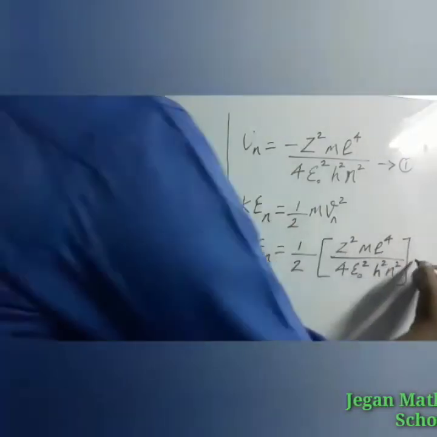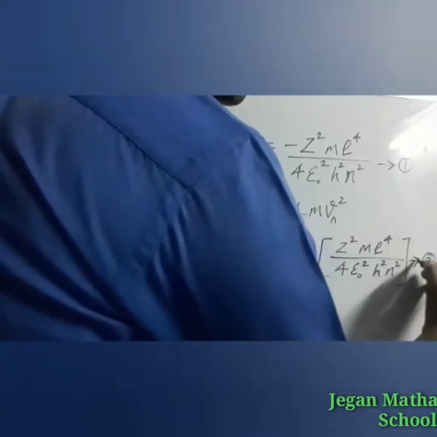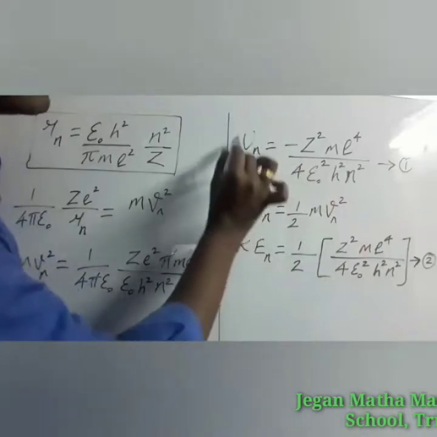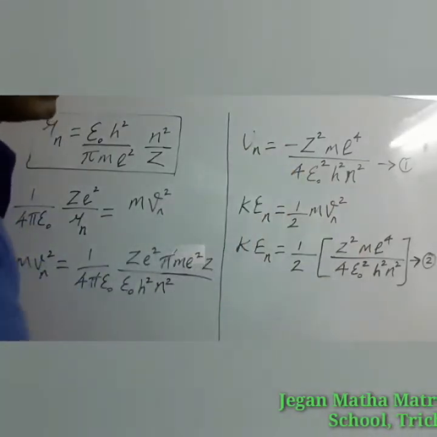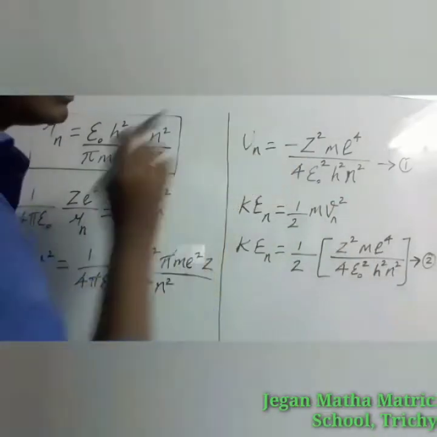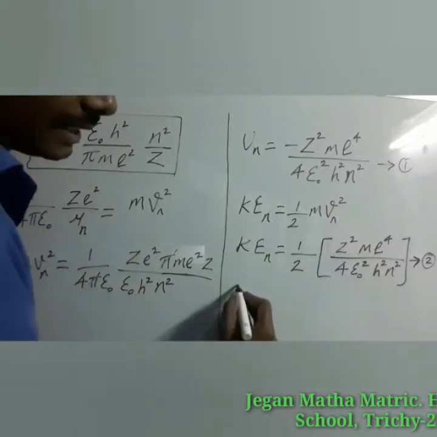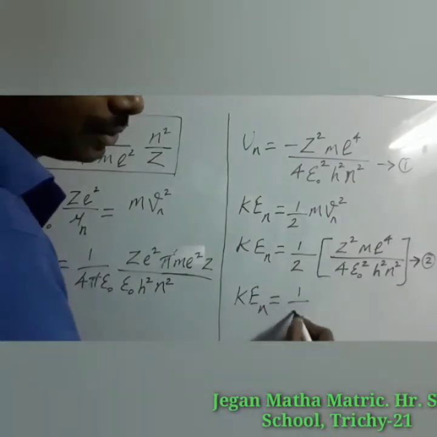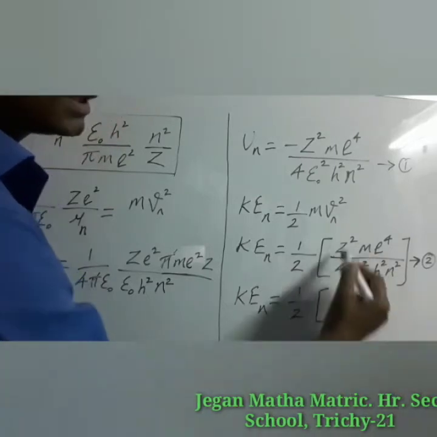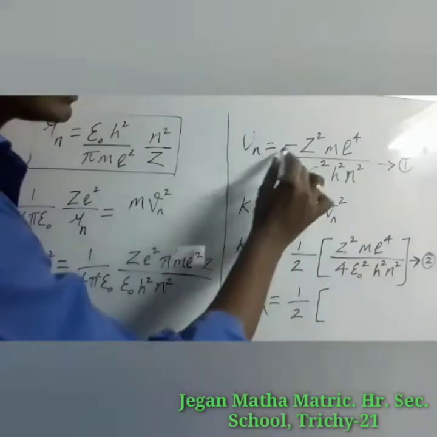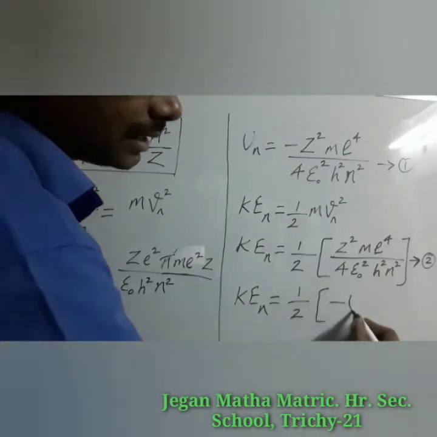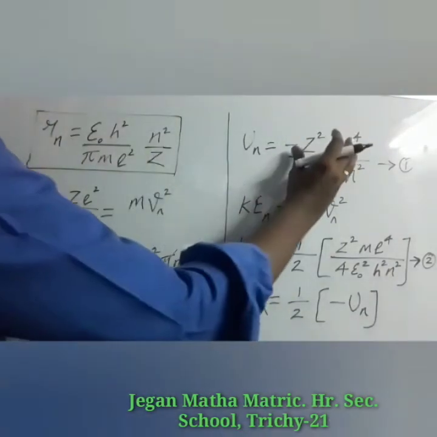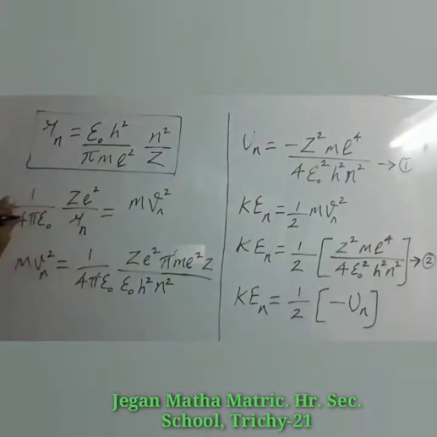Let us take this equation as the second equation. The expression which is written within the bracket is equal to potential energy, so instead of this expression we can apply potential energy. So let me write like this: kinetic energy is equal to 1 by 2, this expression is positive but here it is negative, so the negative can be taken to that side, so minus. I have substituted the first equation in the second equation.